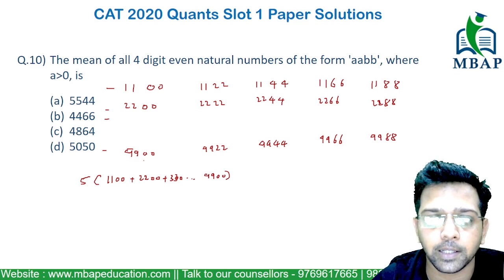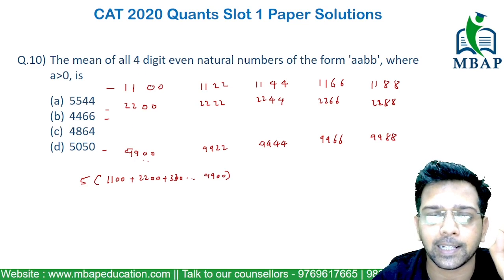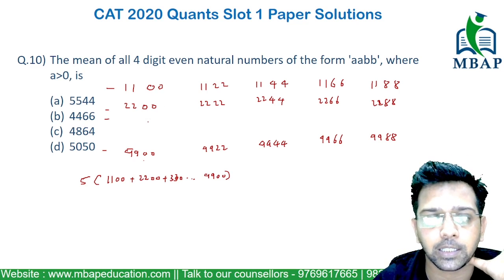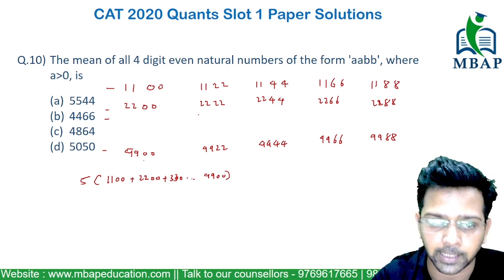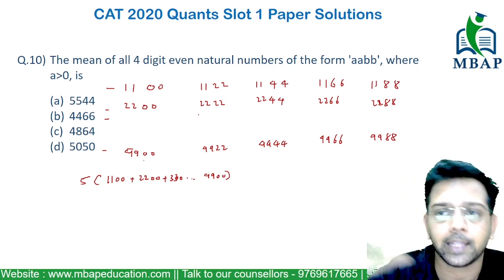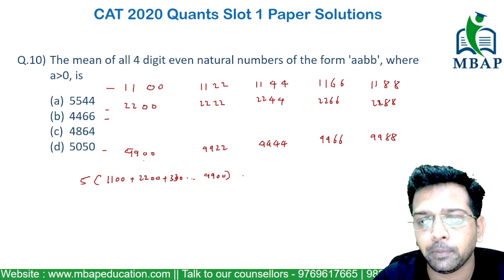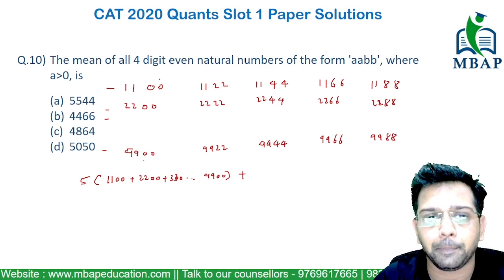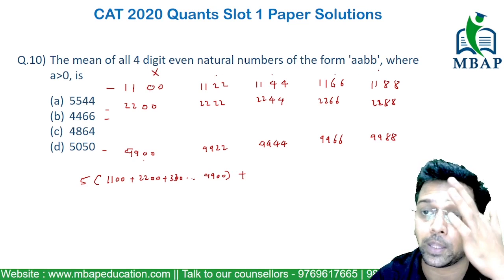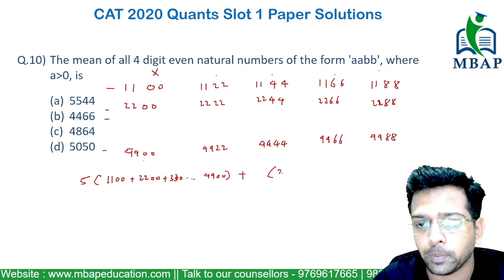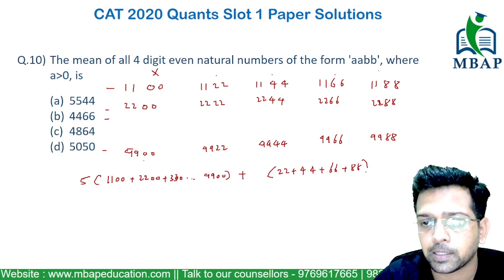I hope all of you are clear with this. 1100, 2200 till 9900, I'm taking these values common out from all the numbers which I can see here. So from each column, I am taking the entire series of 11 till 99 out, and there are 5 such series. But there will still be a huge set of values left. Apart from the first column, from the other columns, it's 22 more, 44 more, 66 more, and 88 more. So let's take this also common now: 22 plus 44 plus 66 plus 88.